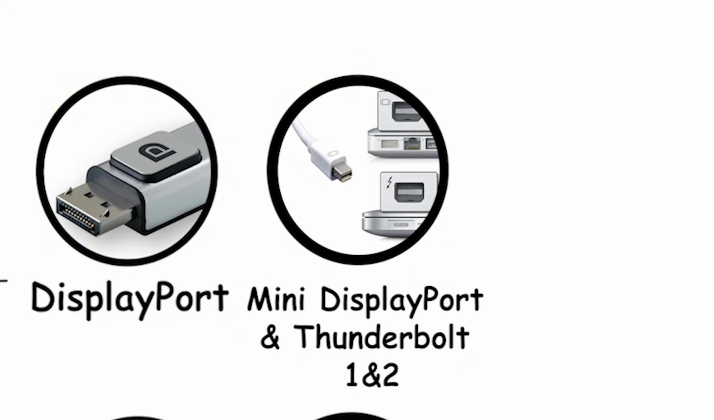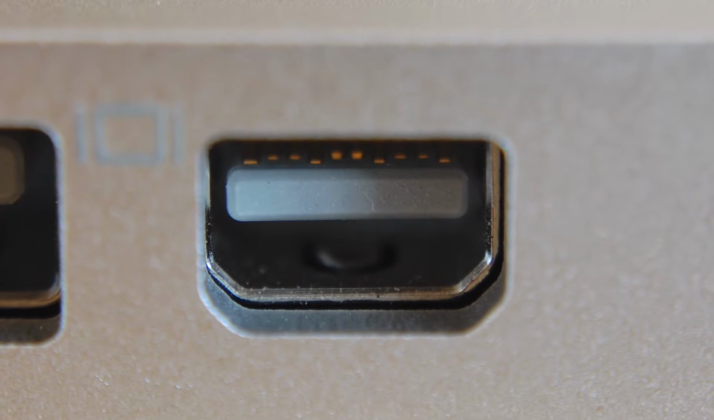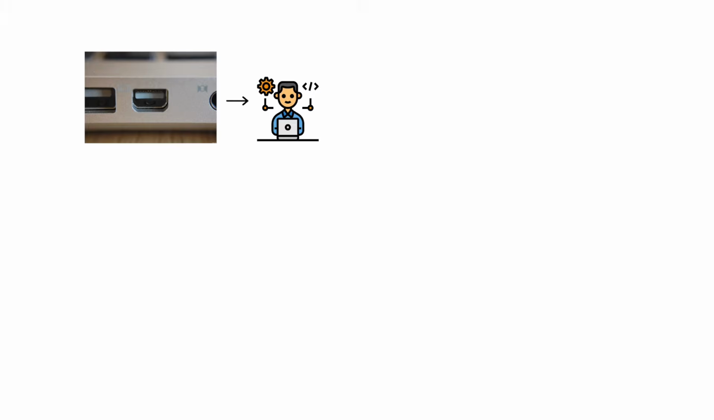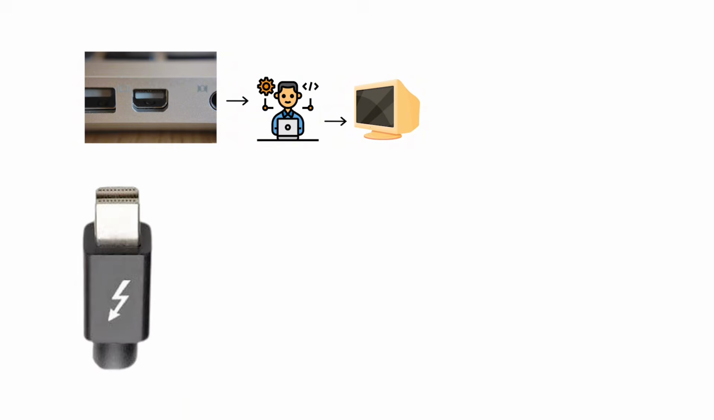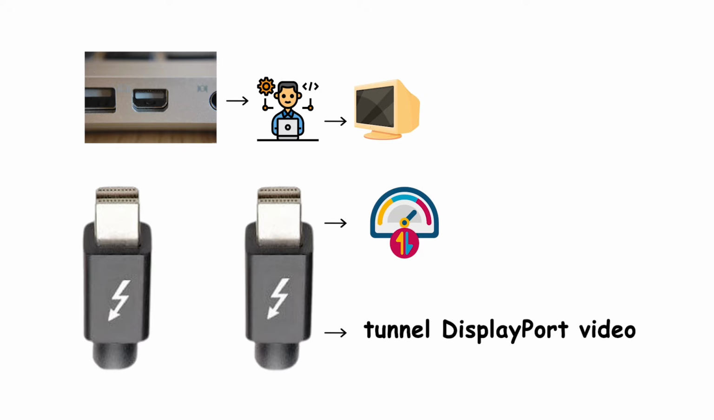Mini DisplayPort and Thunderbolt 1 and 2. The Mini DisplayPort connector is a small version of DisplayPort used on many older laptops and monitors. Thunderbolt 1 and 2 use this same Mini DisplayPort-shaped jack, but add a high-speed data link. They tunnel DisplayPort video through the Thunderbolt connection.